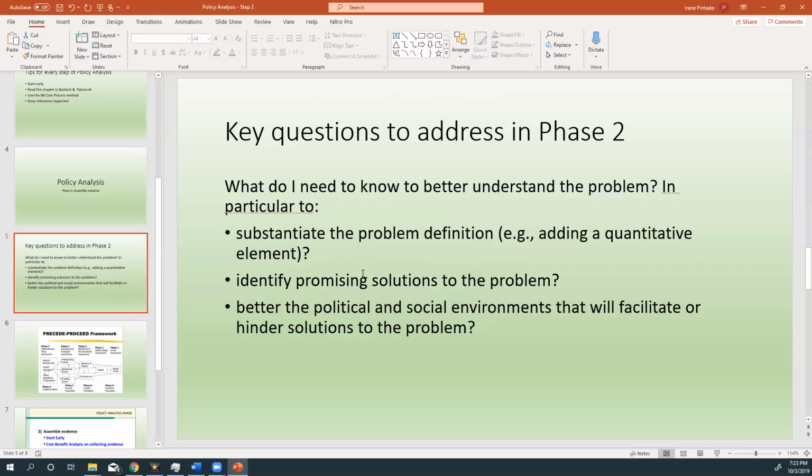Well, how are different ways in which we could address this problem? And then the other thing you start doing at this phase is trying to understand the political and social environments in which you're going to be working, because that can either help you. So there may be some political and social environments that will make it easier or facilitate your solutions. And then there may be political and social environments that hinder the solutions. So sometimes you may come up with a solution that works very well, but the political environment or the social environment is such that it's not going to be possible to do it.